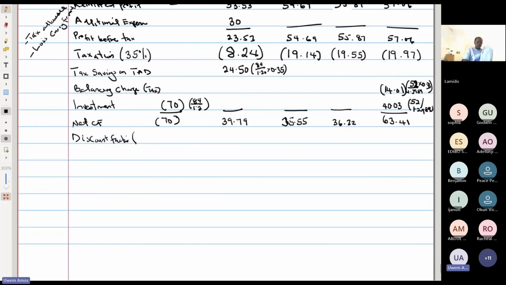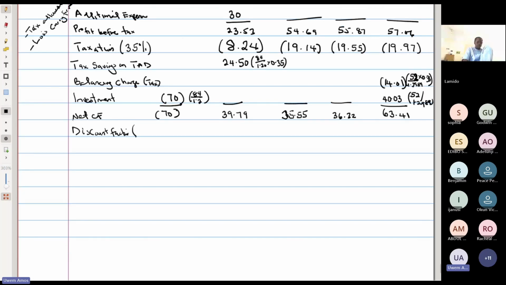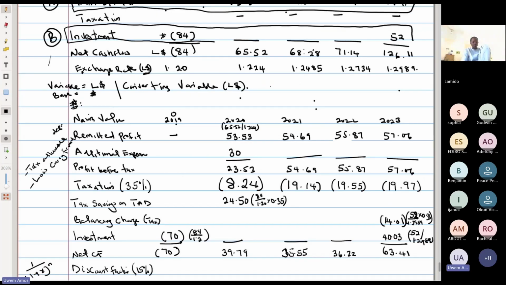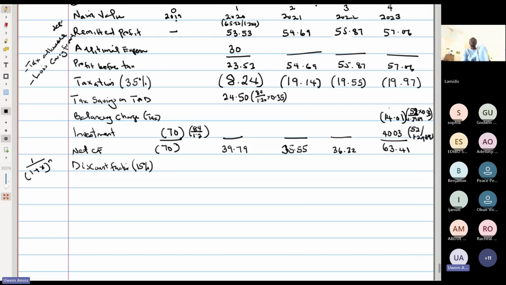So a discount factor then would be at 15%. So let's get that right in. Don't forget the computation of discount factor: 1 divided by 1 plus the rate raised to the power of n. So 2019 is year 0, 2020 is year 1, year 2, year 3, and year 4. Anything raised to the power of 0 is 1. So we have this as 1.